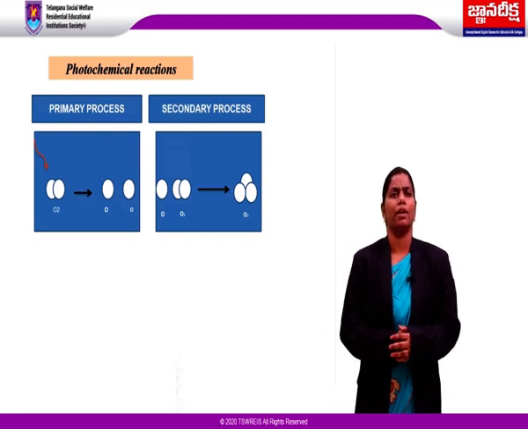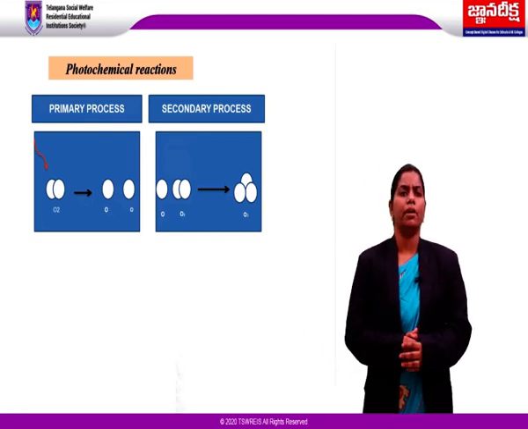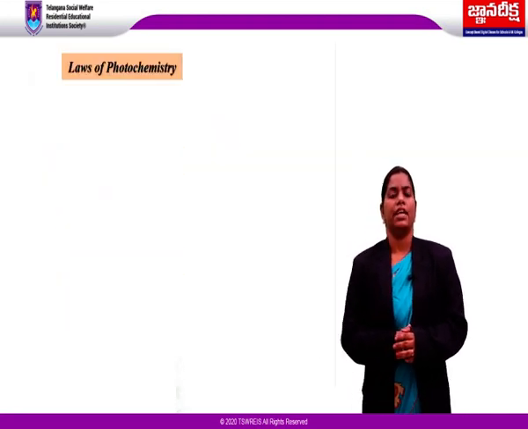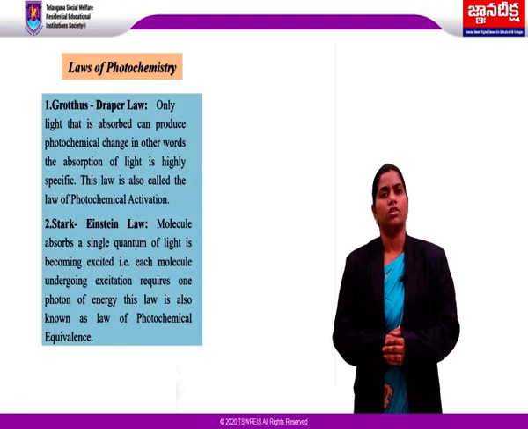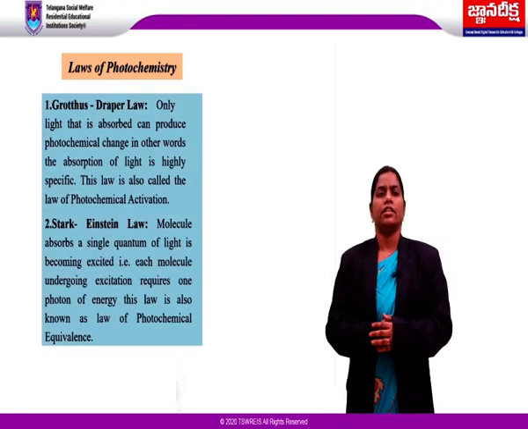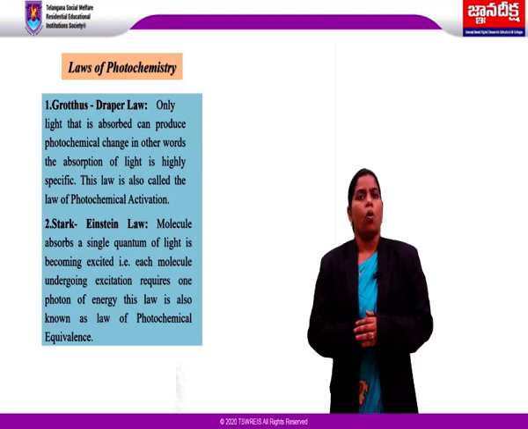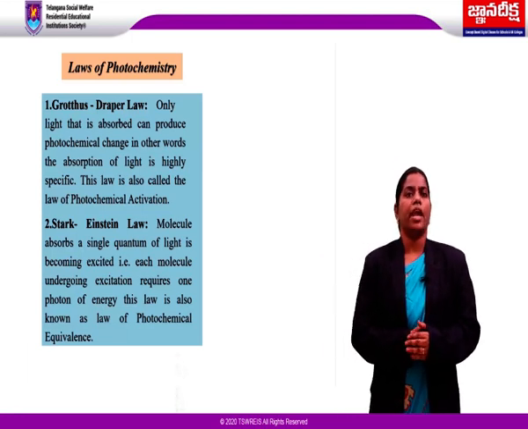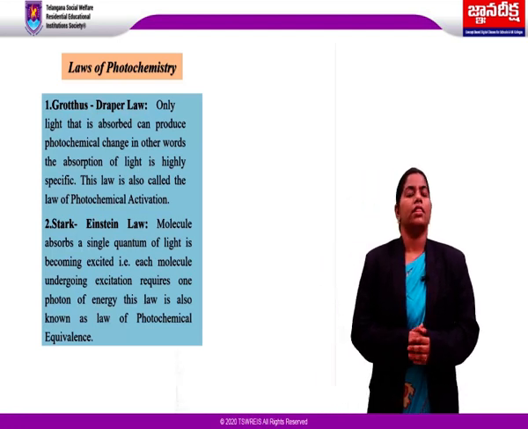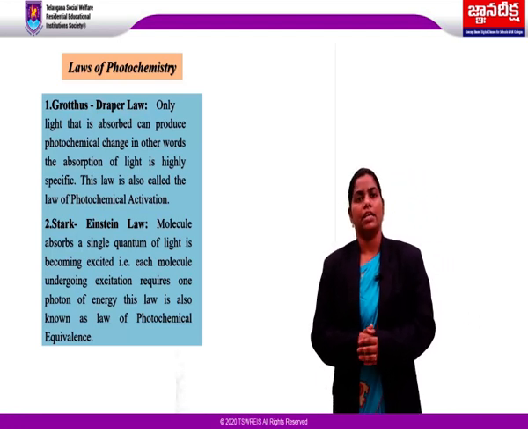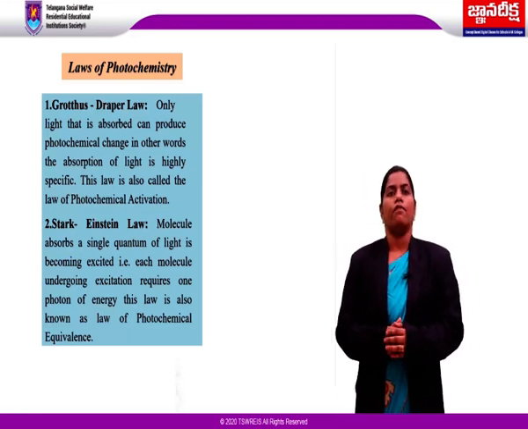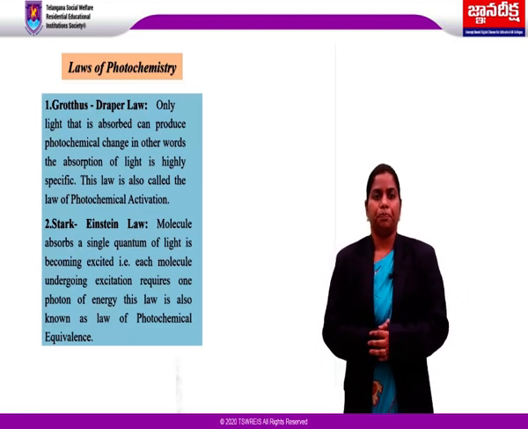The entire photochemistry is mainly governed by two important laws. Those are the laws of photochemistry. The first law is called Grotthuss-Draper law, and the second law is called Stark-Einstein's law. Here is the Grotthuss-Draper law: only the light that is absorbed can produce the photochemical change. In other words, we can say that the absorption of light is highly specific. And this law is also called the law of photochemical activation.